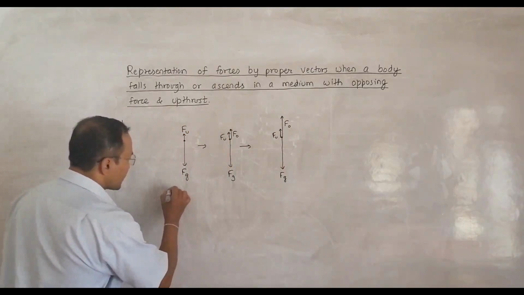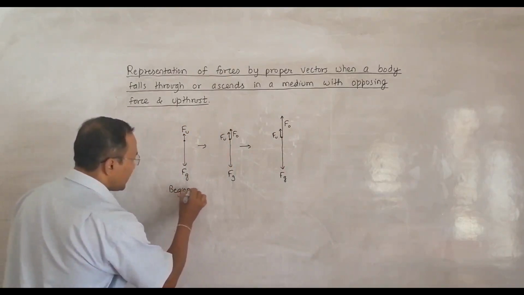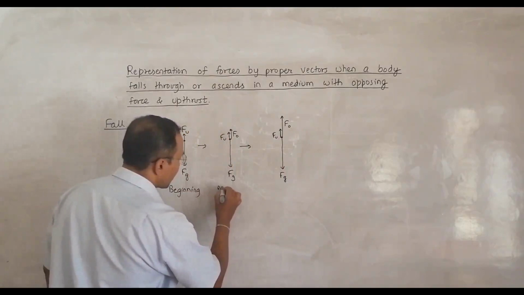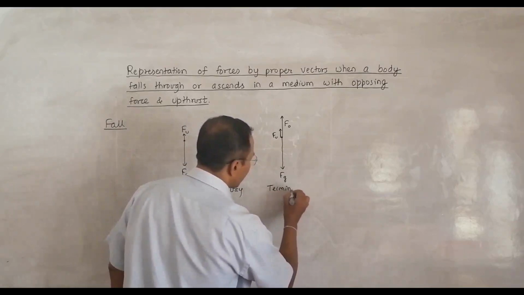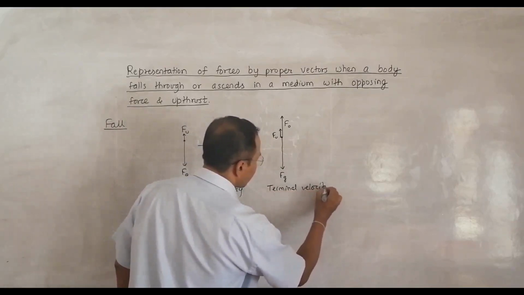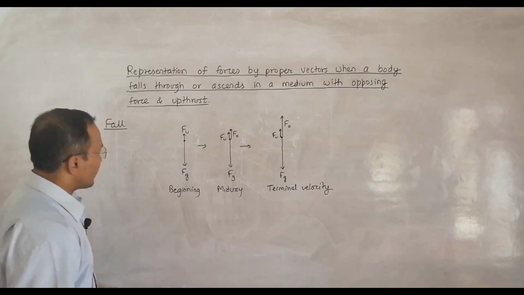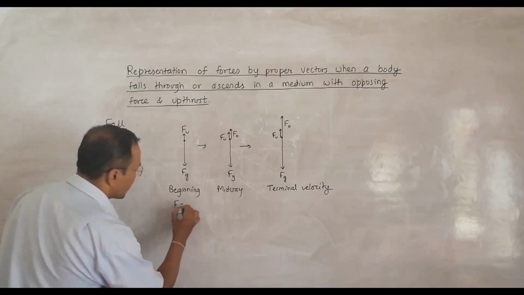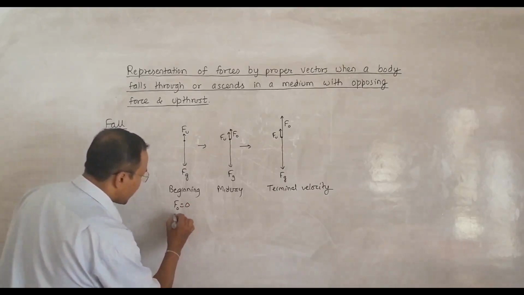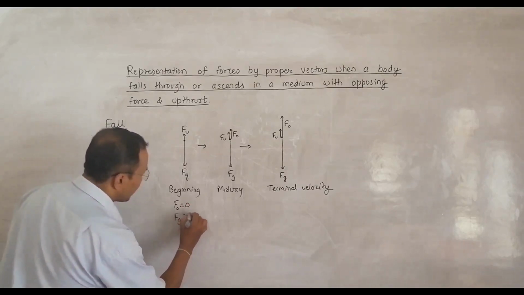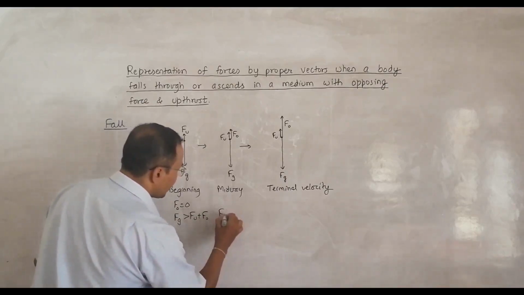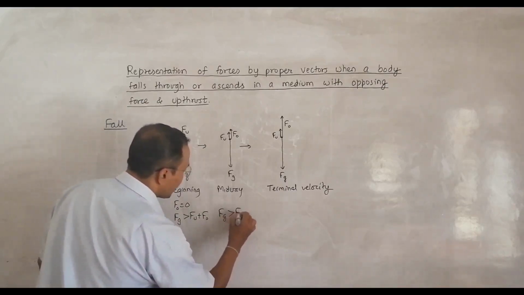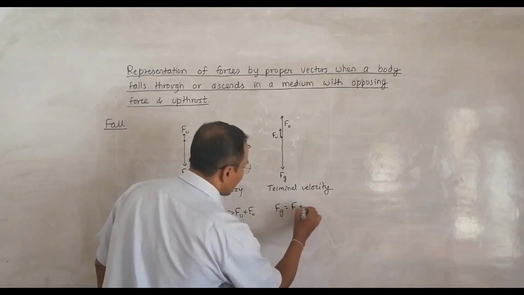So it is in the beginning. So this is the beginning case. In the very beginning, it's like this. In the midway it is like this, and when it reaches the terminal velocity, it is somewhat like this. Now here what I have is F opposing equal to 0. This Fg is larger than Fu plus F opposing. Here we have this Fg is larger than Fu plus F opposing. And here we have this Fg is equal to Fu plus F opposing.